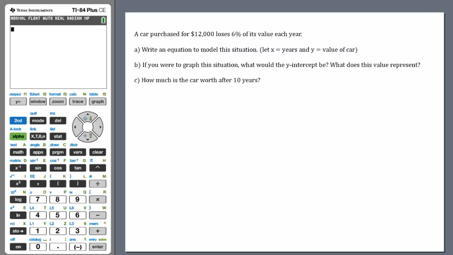Okay, guys, we're going to have our test on exponential equations and exponential functions this week. So let's do a little review. This question here says, a car purchased for $12,000 loses 6% of its value each year. So the first thing we're going to do is write an equation to model this situation where x is years and y is the value of the car.